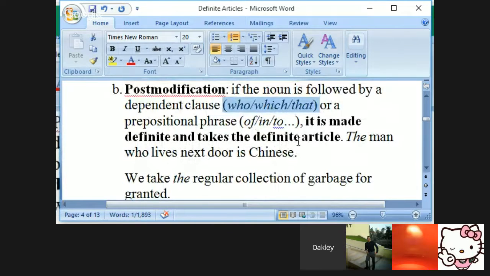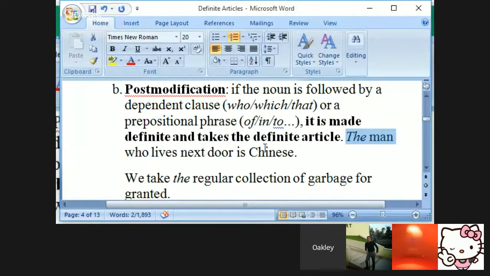Okay. Sometimes it is good enough. Well, for example here, the man who lives next door is Chinese. The relative clause here in the middle of the sentence, the dependent clause, who lives next door, actually defines the man. So we've made him specific.